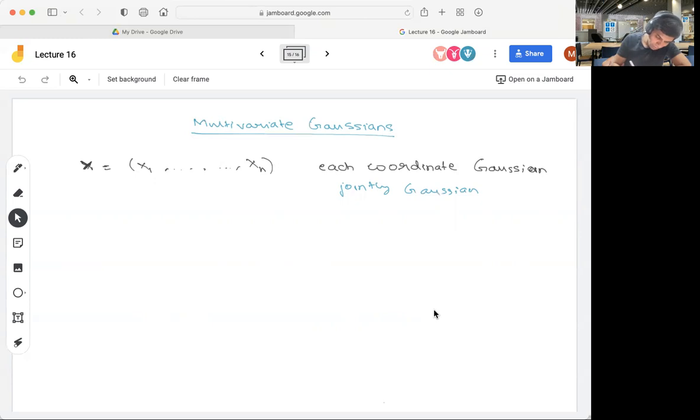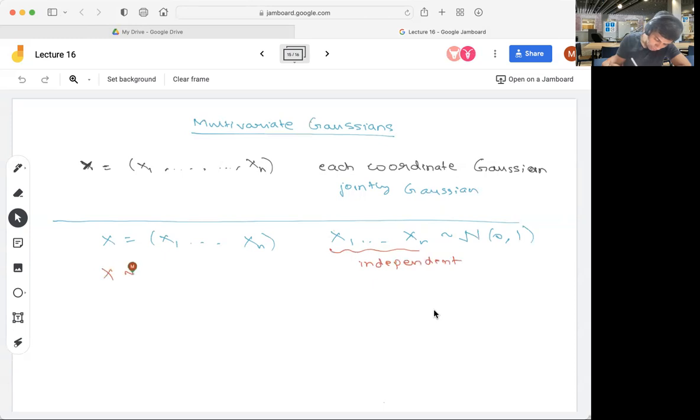So let's restrict to a subcase. Let's say each of these is just a standard Gaussian variable, or the standard normal random variable. And let's assume that these are independent. So a shorthand for this is that X comes from the product distribution of the normal distribution.